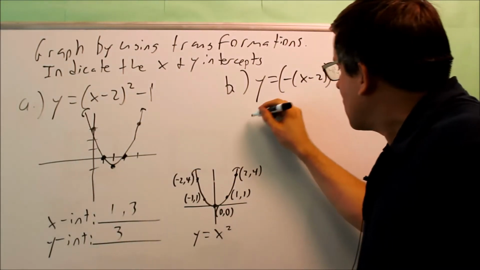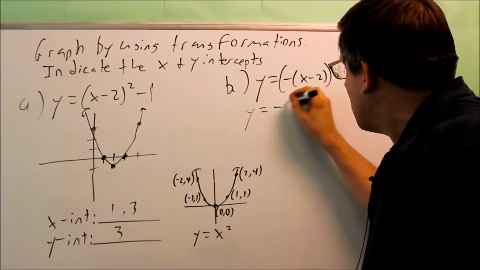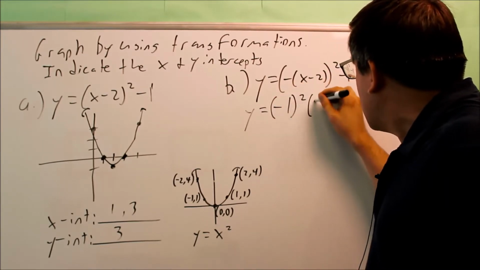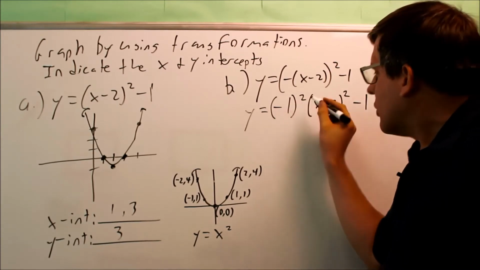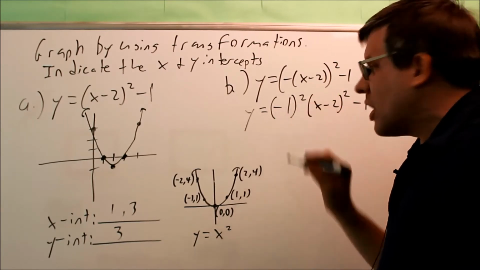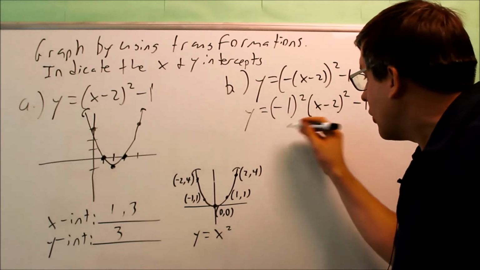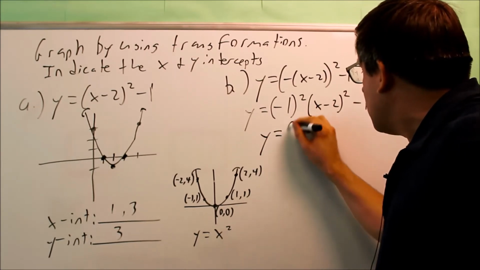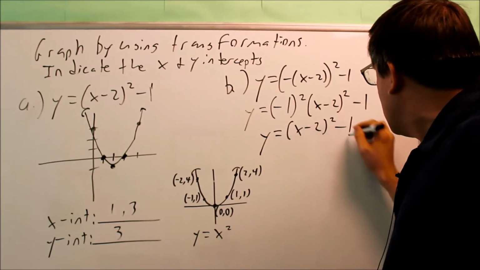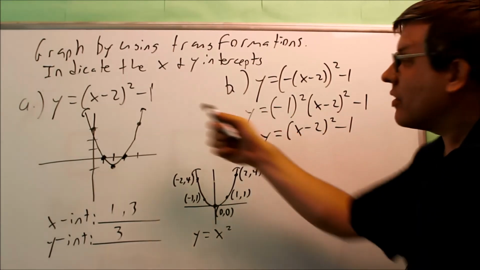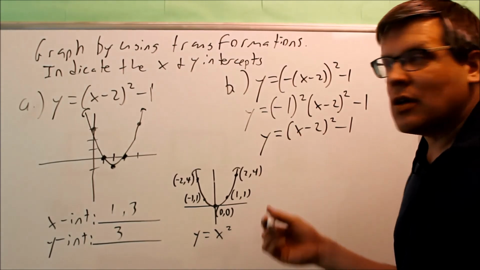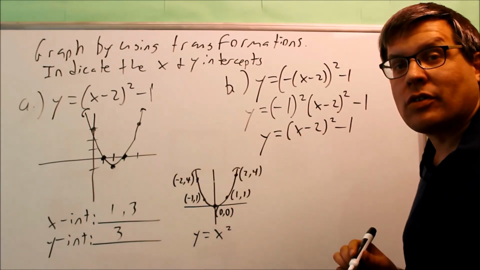Algebraically, we can show that's the same as well. If I take this one, this is the same as (-1) squared times (x - 2) squared. The negative 1 that's squared, that negative is actually going to go away. Negative to an even power disappears. So that's going to be just (x - 2) squared minus 1. We've shown that this equation is exactly the same as A, and so because it is, it makes sense that the graph should be exactly the same as well.